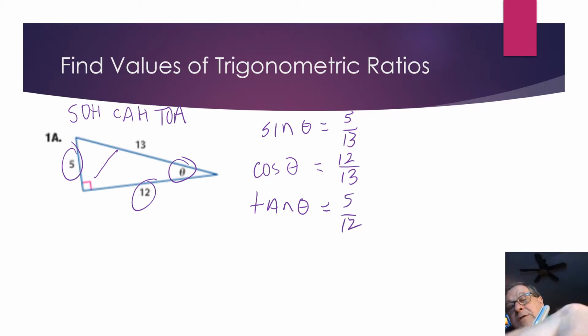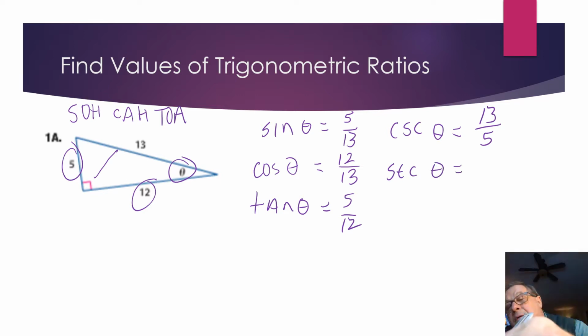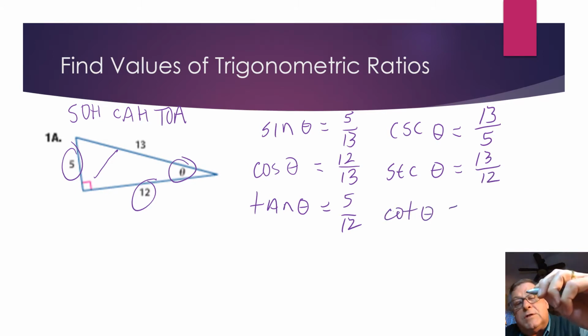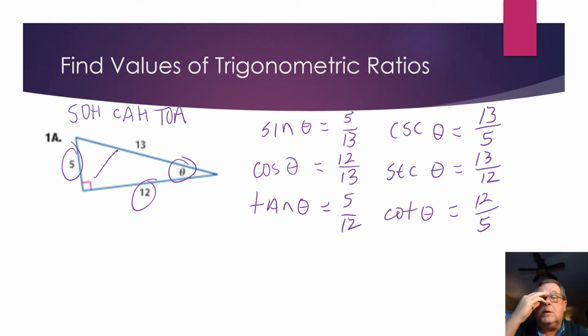Now, the cosecant is just the reciprocal of the sine, or you could say it's the hypotenuse over the opposite. The secant is the reciprocal of the cosine function, the hypotenuse over the adjacent side. And the cotangent of theta is the reciprocal of the tangent function, or the adjacent over the opposite side. SOHCAHTOA, finding values of trig ratios of a right triangle. Let's do another one.